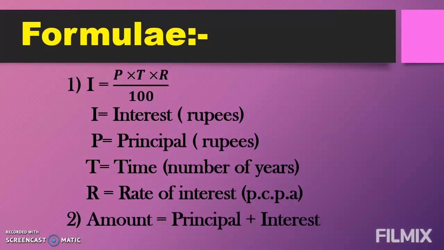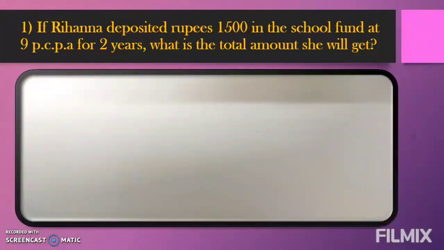Second formula which we have to use is amount is equals to principal plus interest. So in this chapter, we are going to use only two formulas. First one is I is equals to PTR upon 100 and second one is amount is equals to principal plus interest. Now let's begin.